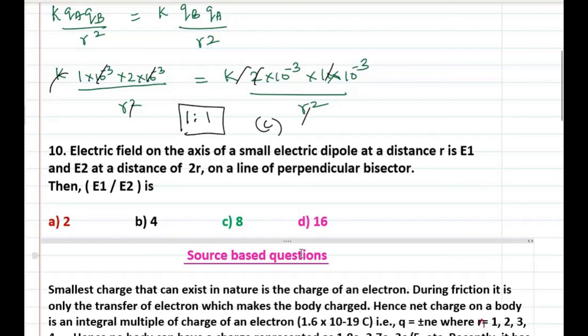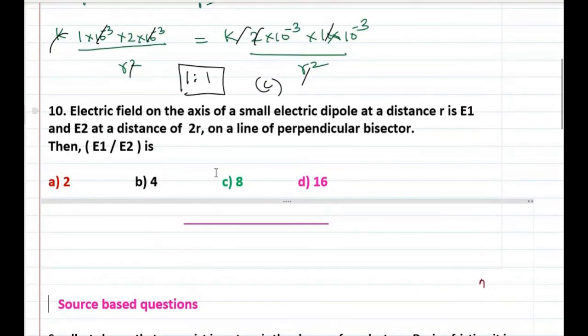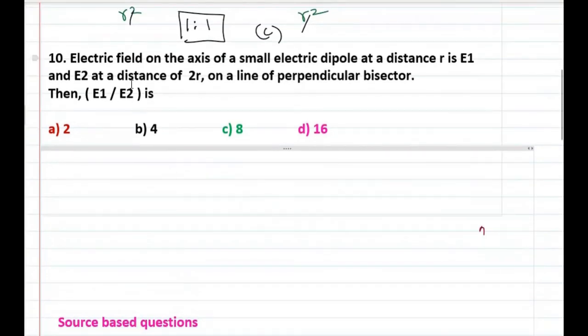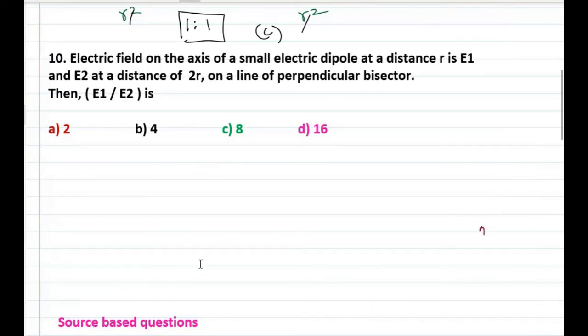Okay, next question. The electric field on the axis of a small electric dipole at a distance r is E1, and E2 at a distance of 2r. Okay, the electric field of a dipole.